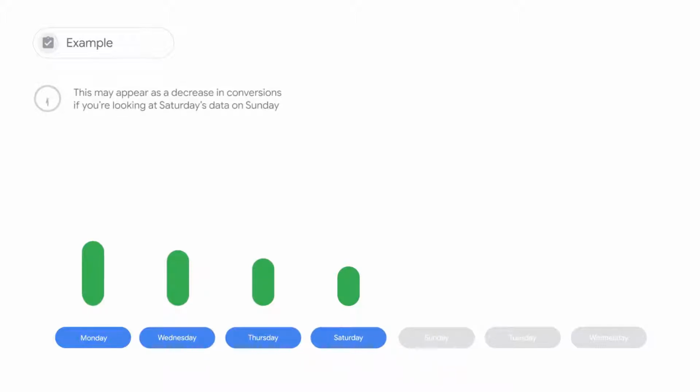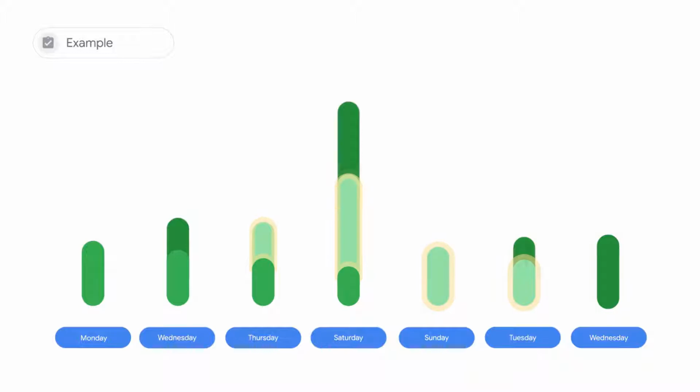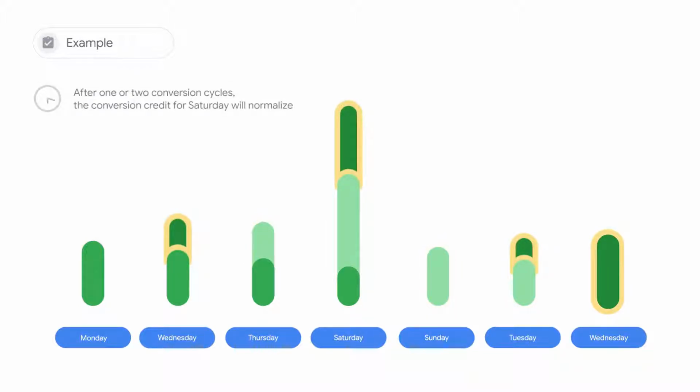This may appear as a decrease in conversions if you're looking at Saturday's data on Sunday, but as time goes on and more customers convert, Saturday will continue to receive credit for conversions that take place on the following Tuesday and Wednesday. After 1 or 2 conversion cycles, the conversion credit for Saturday will normalize.